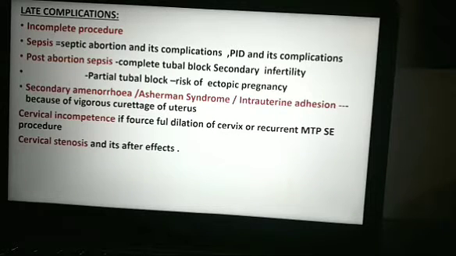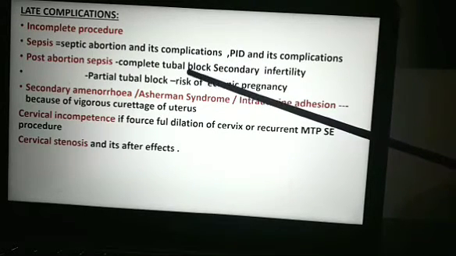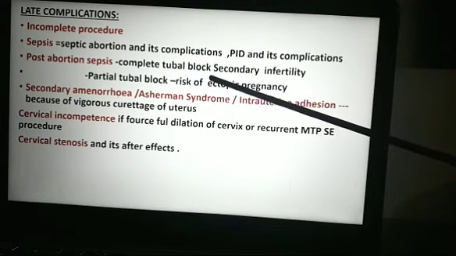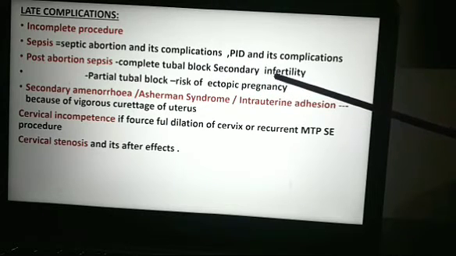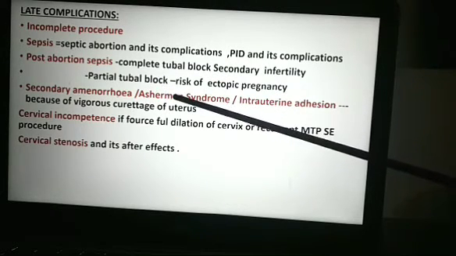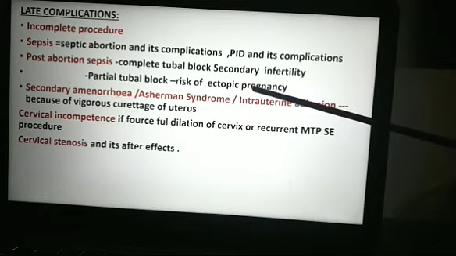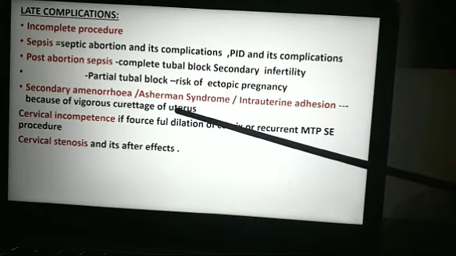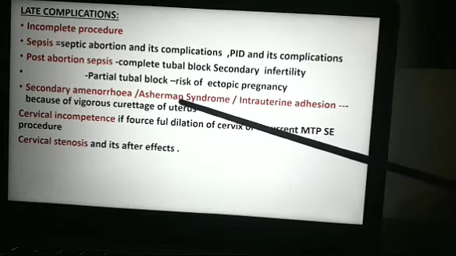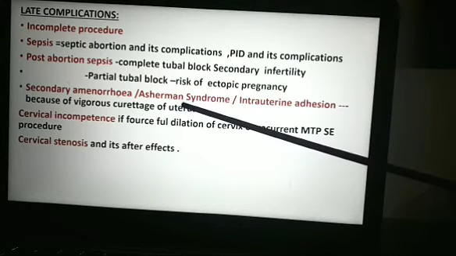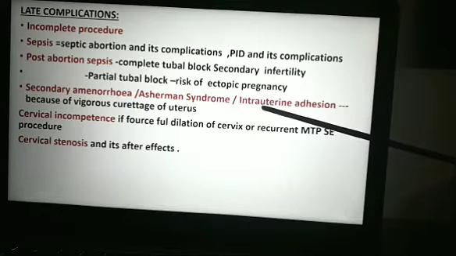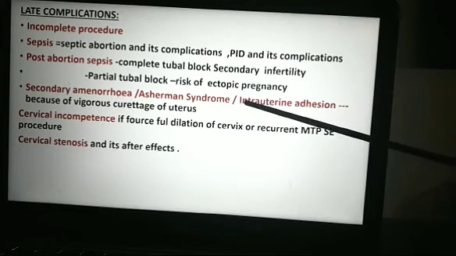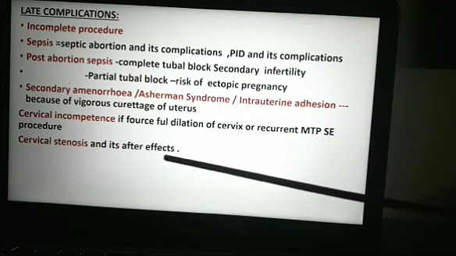Late complications are in the form of sepsis, which can land up in PID also. Post-abortion sepsis can cause complete tubal block and secondary infertility. It can also cause partial tubal block and ectopic pregnancy. Other rare complications which are usually preventable are secondary amenorrhea, due to vigorous curettage of the residua, and intrauterine adhesions because of repeated MTPs. In these cases, there is risk of intrauterine adhesions and its complications.